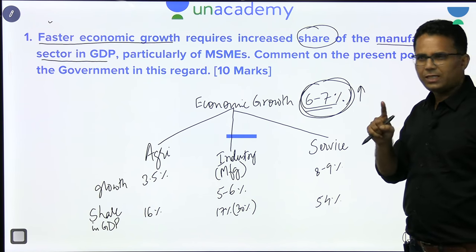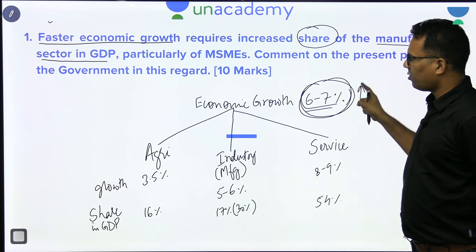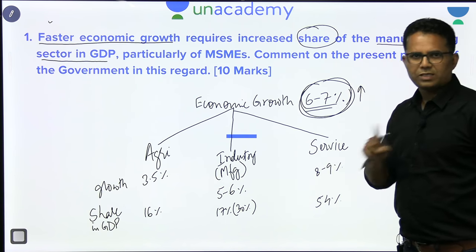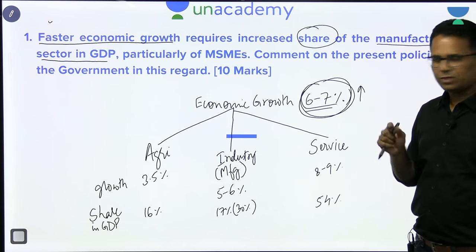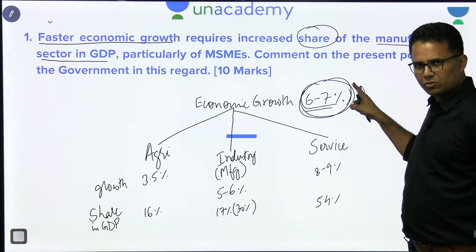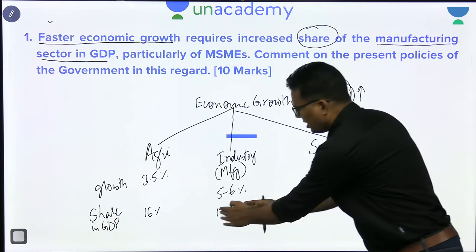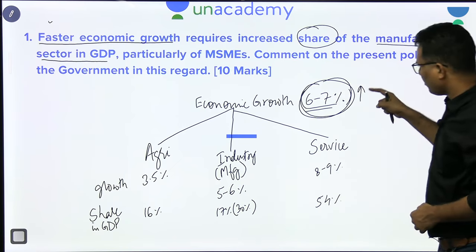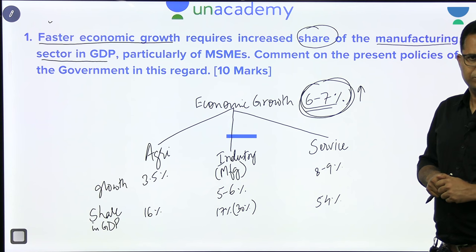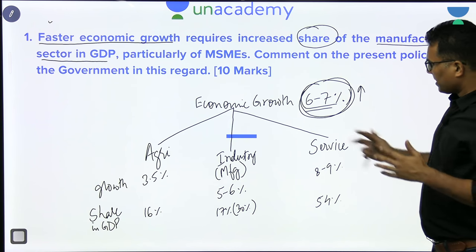The question is not saying that if we want higher growth, manufacturing should grow. This is not the question. The question is that if we want higher growth, this share should be larger. If the share will be larger, automatically this will follow. So let us discuss this.